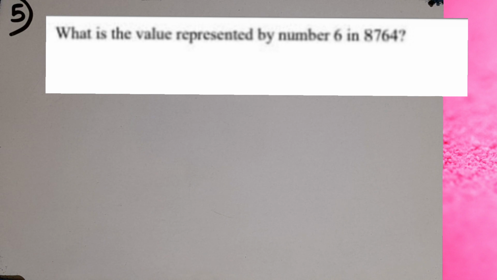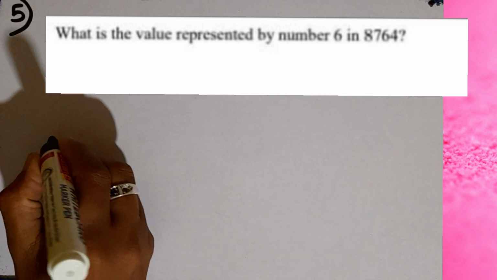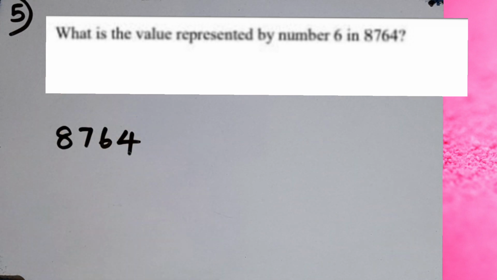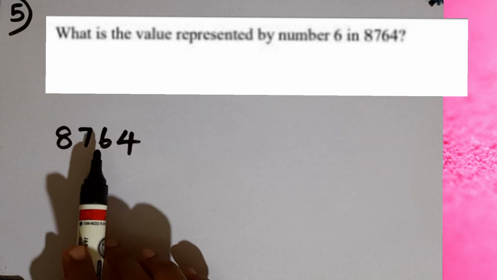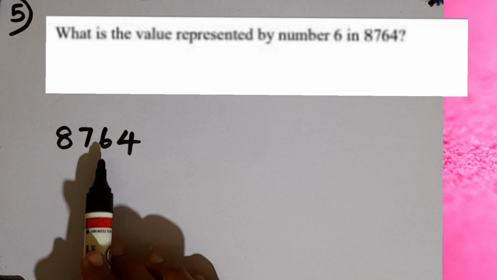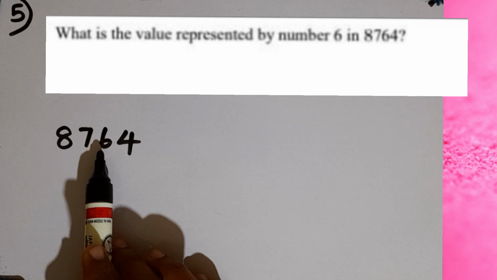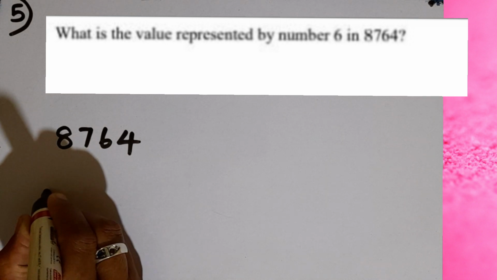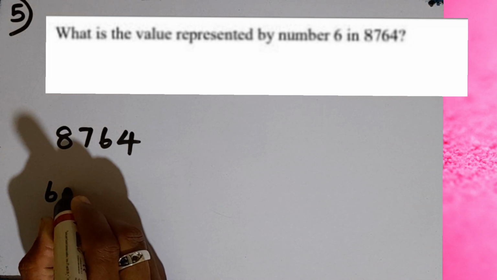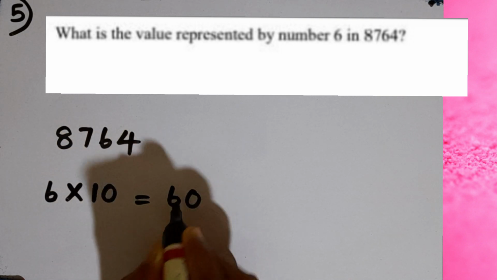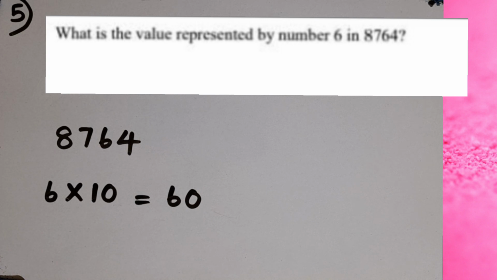Question number 5. What is the value represented by number 6 in 8764? The number given here is 8764. Then what is the place value of the digit 6 here? That is the tens place. So the place value represented by this place is 10. So we can find the value by multiplying 6 by 10. Then the answer is 60. 60 is represented by this digit 6.